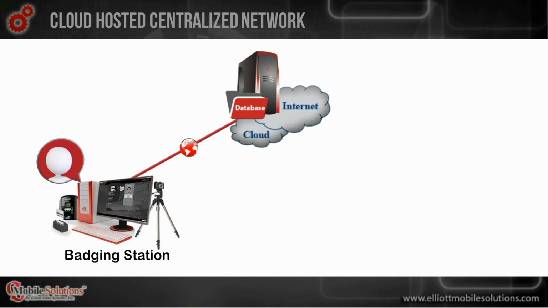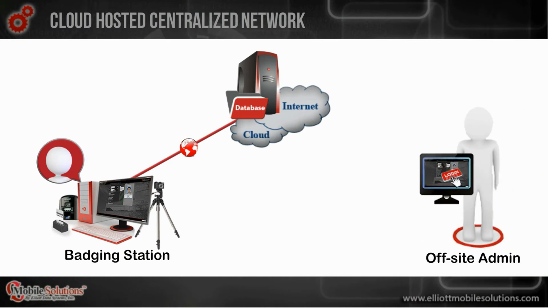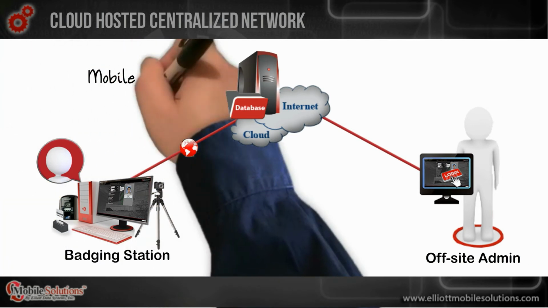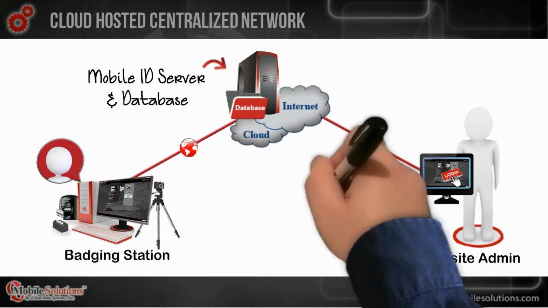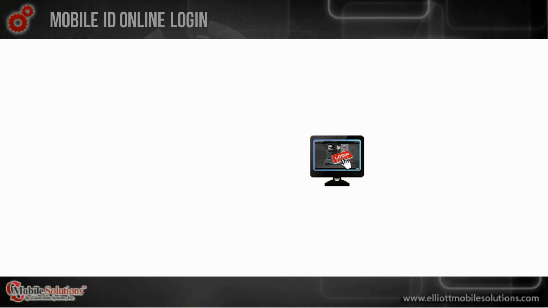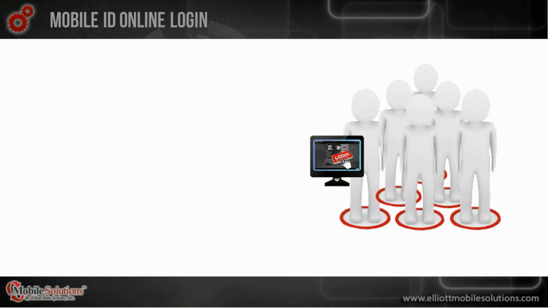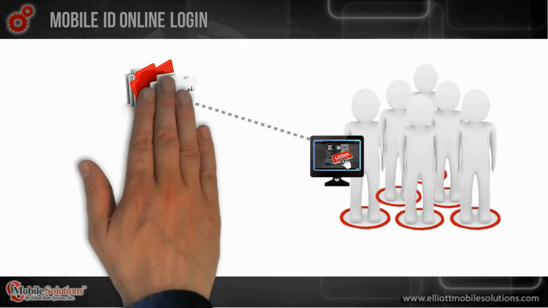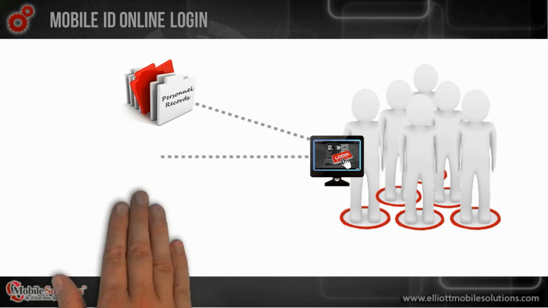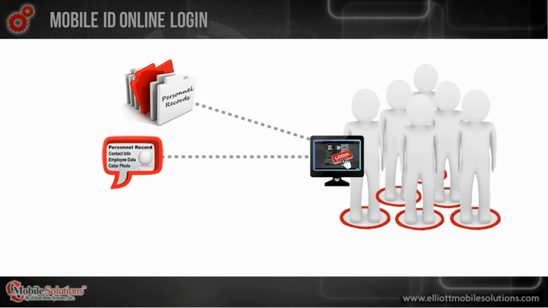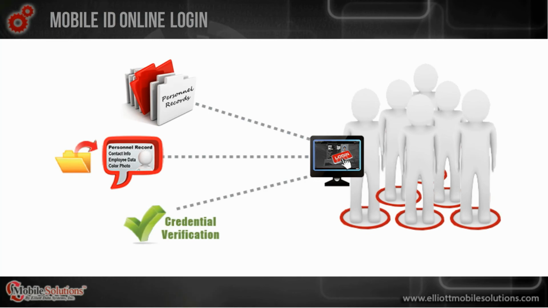In both scenarios, each off-site admin is assigned a mobile ID online login that directly accesses the mobile ID server and database via the internet. The mobile ID online logins gave Joe's admin team the power to access personnel records, create or modify data including certifications and specialties, attach files to personnel records, and perform credential verifications.